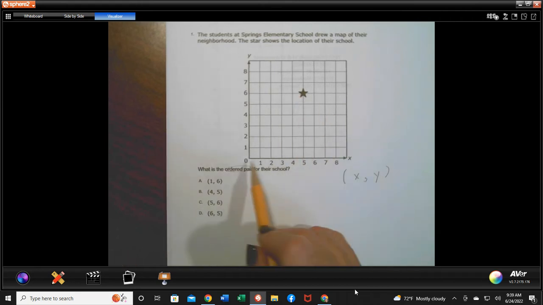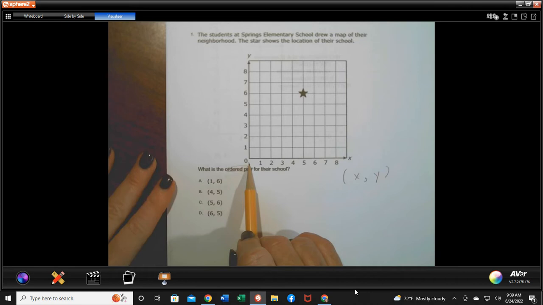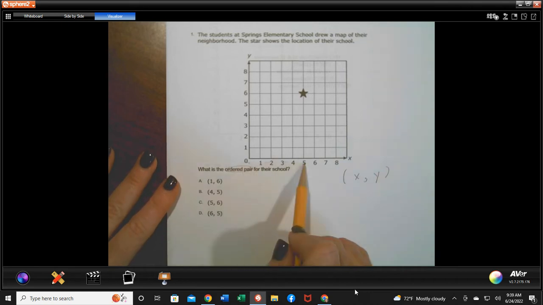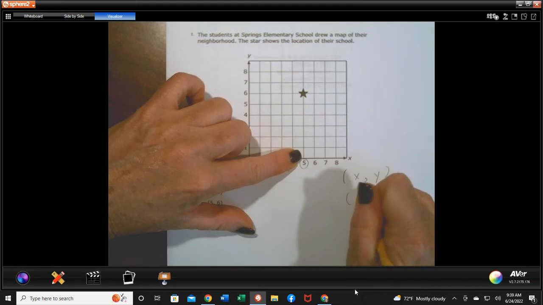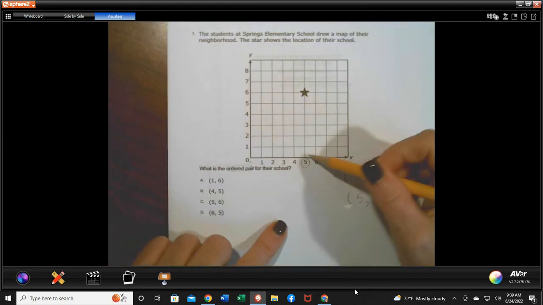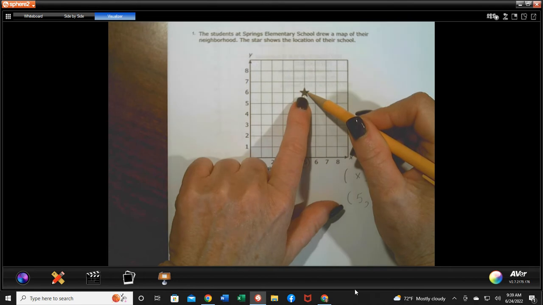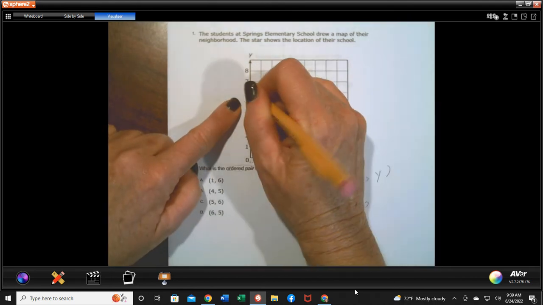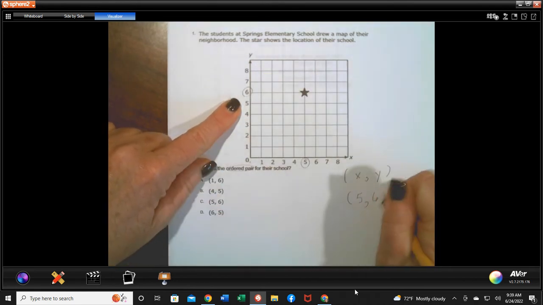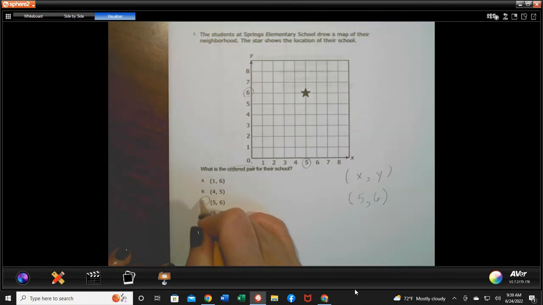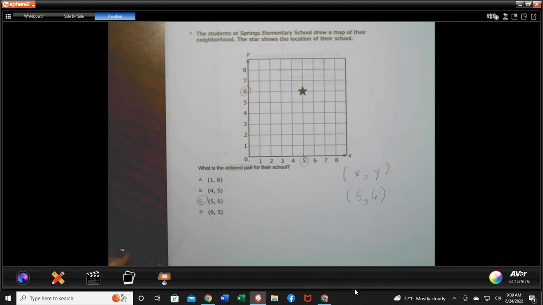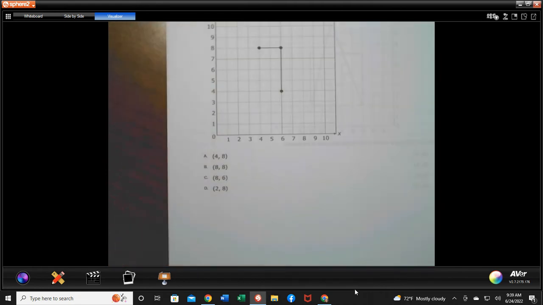So if we start at the origin and we go over and look at the X value, we see that the star is located at the 5 position. And then if we jump up and we look at where the star is on the Y-axis, we see that it is at 6. So the location is 5, 6. The answer is C. Number 2.